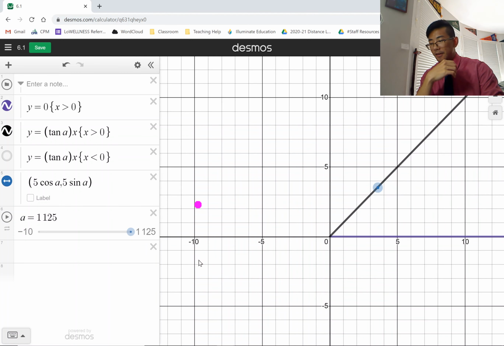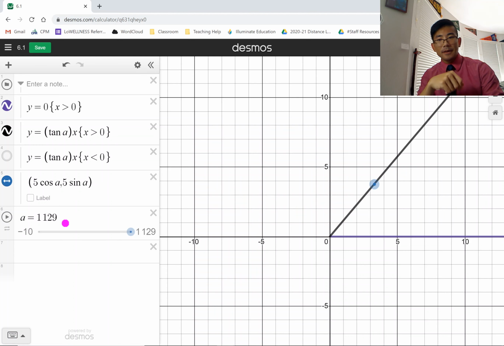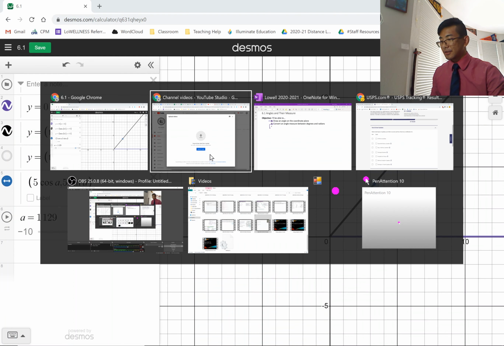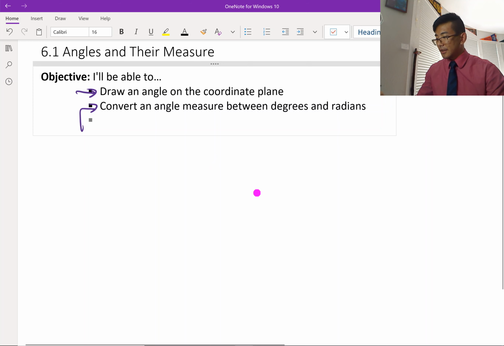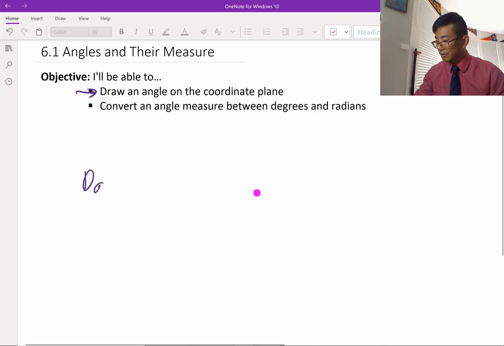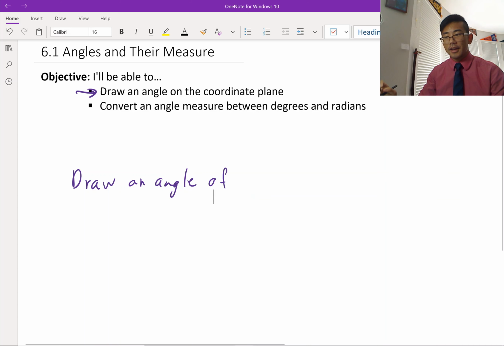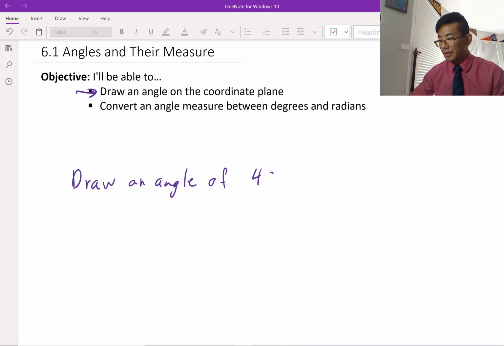And so with this angle now, I've gone around, I think I kind of miscounted, but I've gone around at this point like 4 times, and then drawn it there. So if I was to actually draw this, let's suppose I want to draw an angle of, let's say, 400 degrees. Okay, so let's actually draw this.